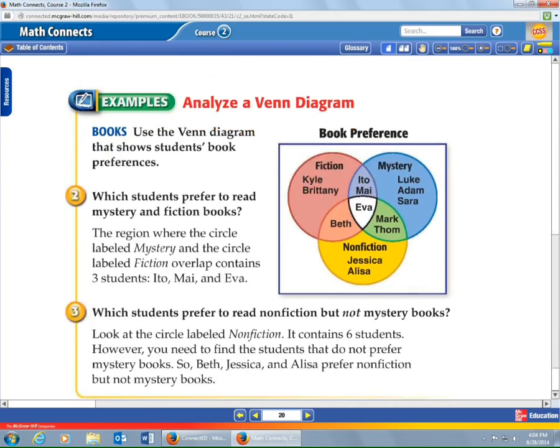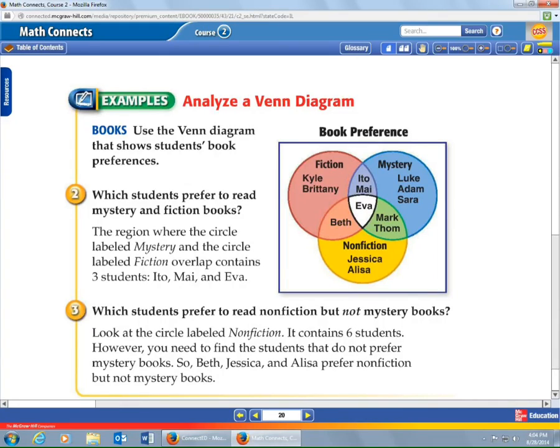We take a look down here, we see another Venn diagram. And we see this one has 3 levels. It has fiction, mystery, and nonfiction. And we talk about who likes who and how. Well, if we were to ask the question, who likes fiction, it would be Kyle, Brittany, Ito, Mai, Eva, and Beth, all like fiction. If we wanted to know who liked mystery, it would be Ito, Mai, Eva, Luke, Adam, and Sarah. Also, Mark and Tom like mystery.